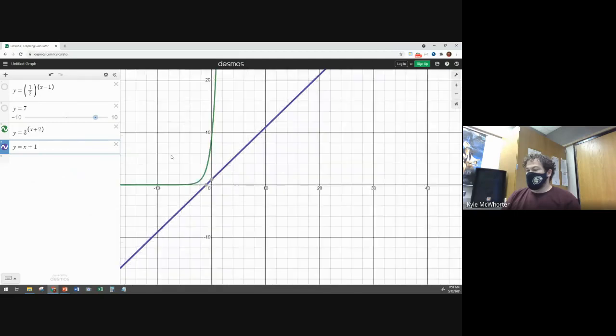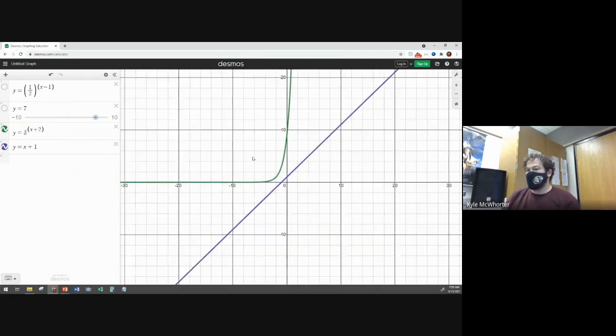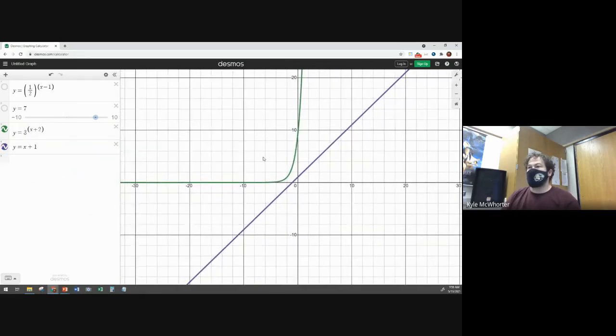Oh, what do you notice here? They don't intersect ever, right? So there is no x value where these y values are the same. So this, our original equation has no solution.